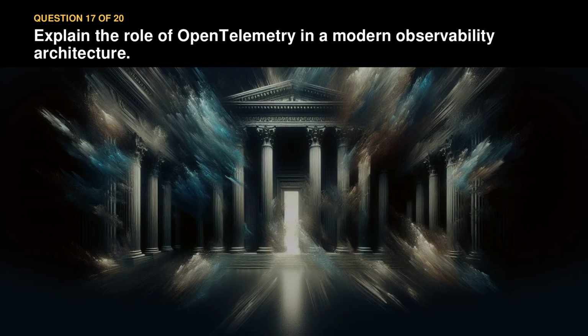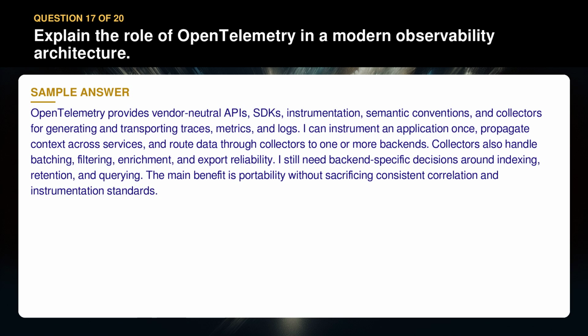Question 17. Explain the role of OpenTelemetry in a modern observability architecture. OpenTelemetry provides vendor-neutral APIs, SDKs, instrumentation, semantic conventions, and collectors for generating and transporting traces, metrics, and logs. I can instrument an application once, propagate context across services, and route data through collectors to one or more backends. Collectors also handle batching, filtering, enrichment, and export reliability.